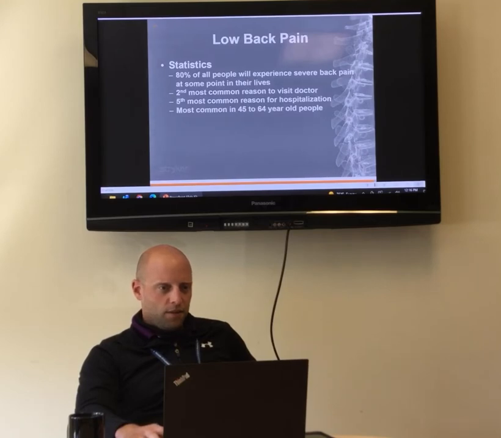So epidemiology: 80% of all people will experience severe back pain at some point. It's the second most common reason to visit a doctor, fifth most common reason for hospitalization, and most common in patients 45 to 64.